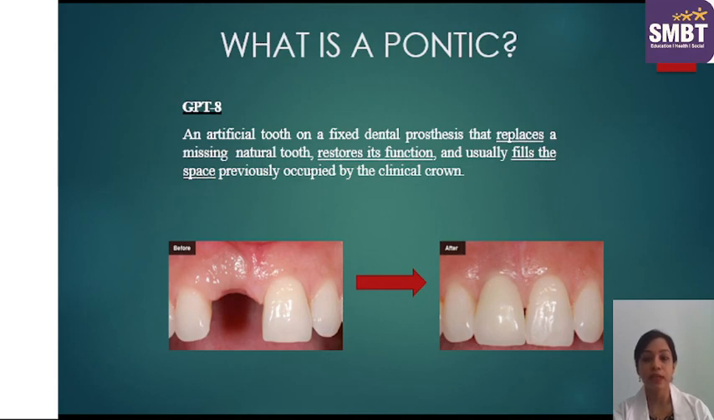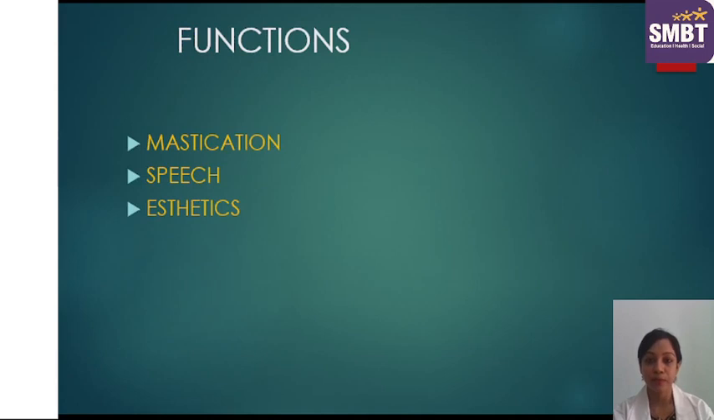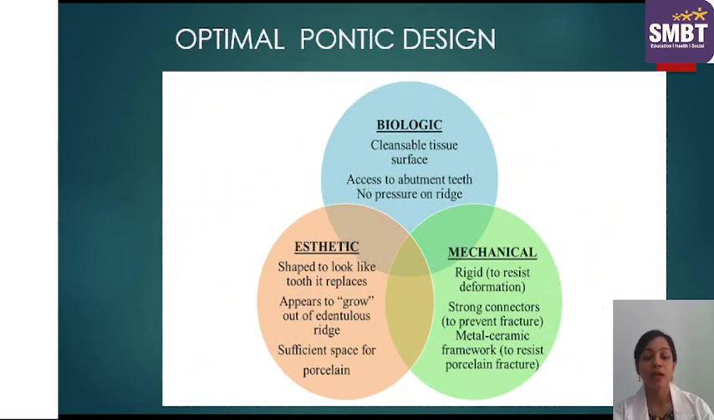So this is how it is. It is basically that component which replaces the missing tooth. What are the functions? Mastication, speech, and aesthetics. Mastication being one of the key functions of this component. So what do we consider during designing this component? There are three main factors: the biological, the mechanical, and the aesthetic.